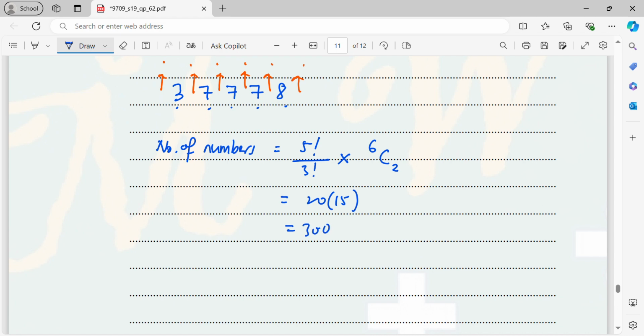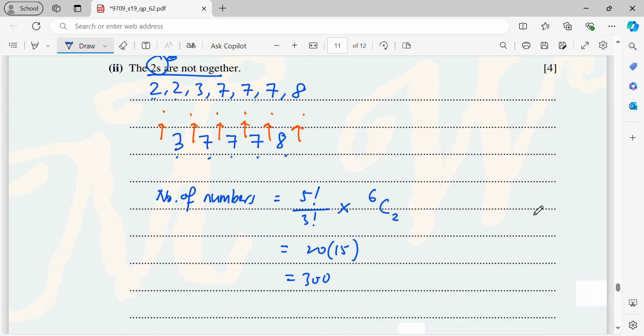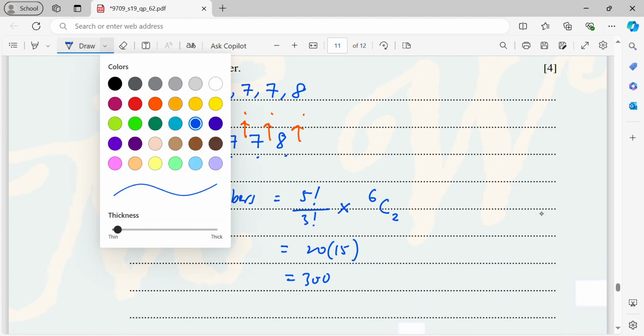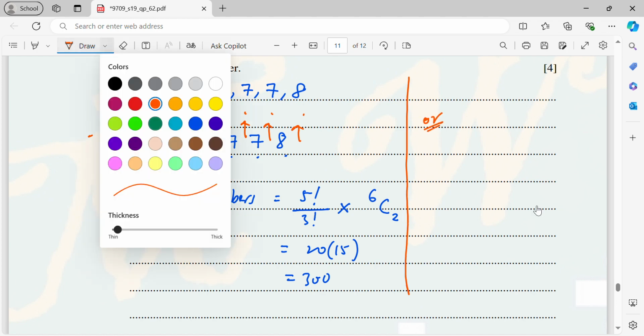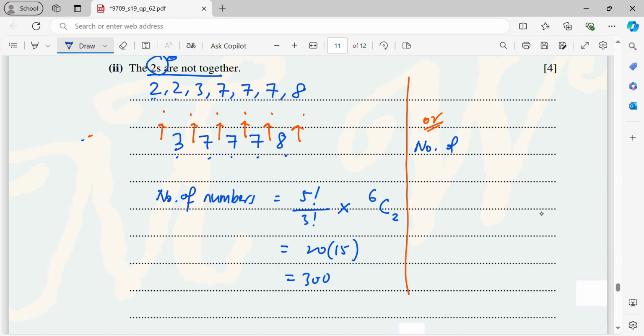So you may use this way to calculate. Or another method is, this is another option, you consider number of arrangements or number of numbers equals to those without restriction, how many outcomes without restriction, minus when the twos are together. Okay, so I have not enough space, so I better write below.